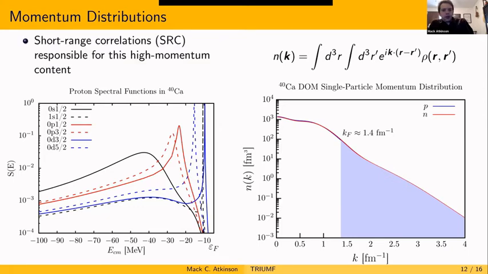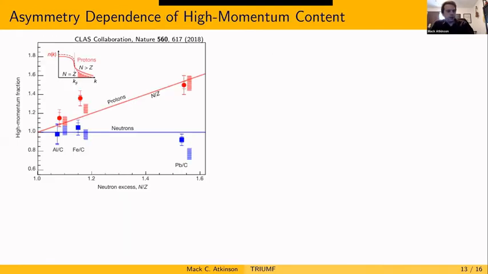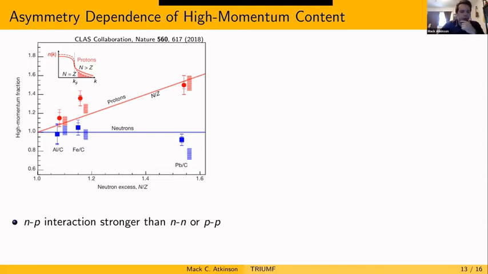So these correlations actually correspond to short range correlations. And it's known that these correlations are sensitive to the asymmetry in a nucleus, where this experiment done by the CLAS collaboration shows that for nuclei with more neutron excess, there's a higher proton fraction of high momentum content, or of short range correlation pairs.